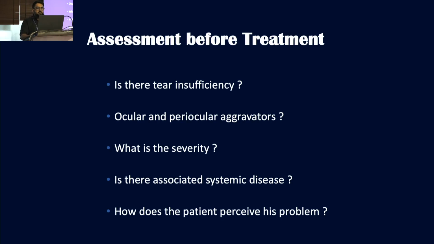But before assessing the patient, you have to ask these questions. Is there a tear insufficiency? You have to look for periocular aggravators, and you have to check the severity. Is there an associated systemic disease? Also, it's very important how the patient perceives the problem. Sometimes the patient may perceive it as a very severe problem, but clinically, you may find it to be a very mild or moderate dry eye. And if you take up a very mild stance, the patient may think that you're not serious about this problem. So it's important that you listen to the patient.